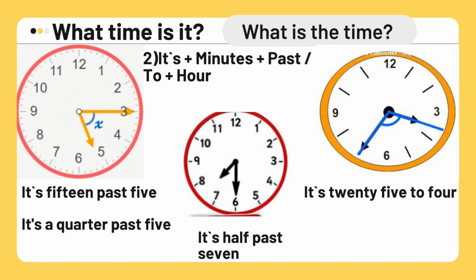In the last clock, we can see and also we could say that it's 3:35. However, we can also use the structure it plus minute plus to plus hour. For example, it's 25 to 4. When we say this, we are saying that there are only 25 minutes missing to be 4.